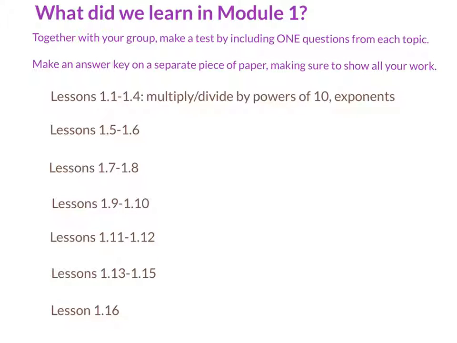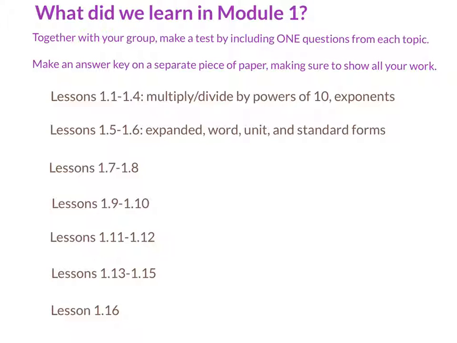Okay, I want you to look at your notebook or your workbook and look at what we learned in lessons 1.5 through 1.6. By looking back at the learning goal and also your work in your workbook, you can see that the main topic for lessons 1.5 and 1.6 was learning about expanded form, word form, unit form, and standard form of decimals, right? Okay, do the same thing.